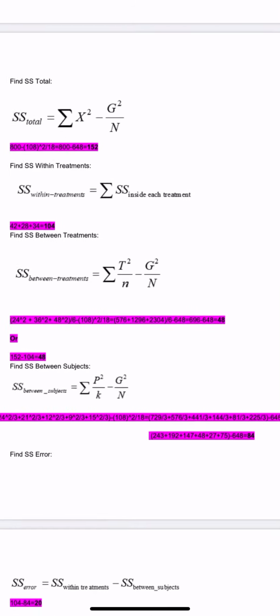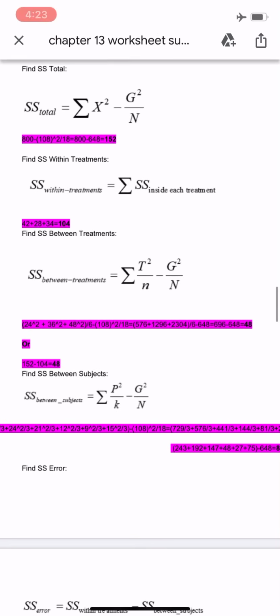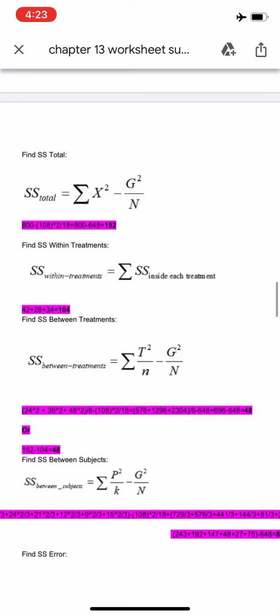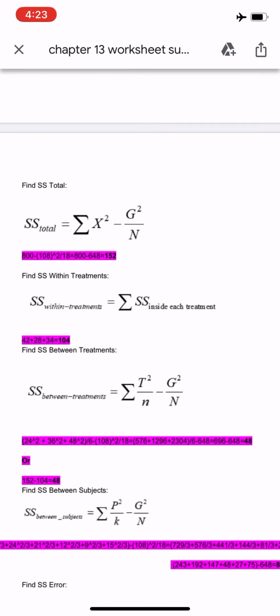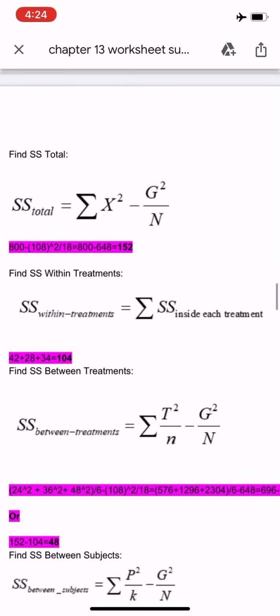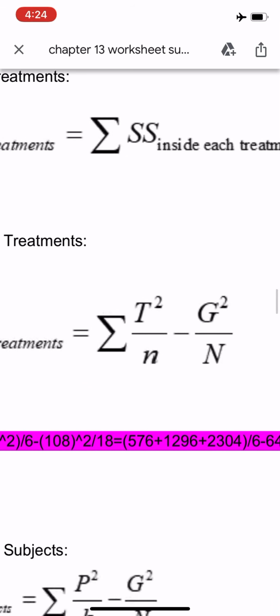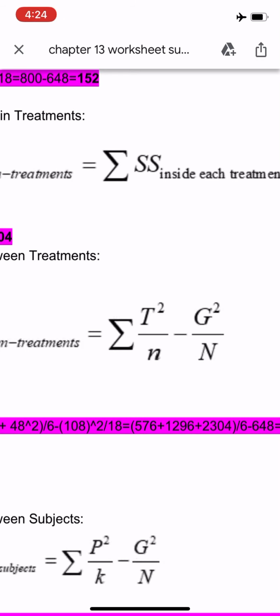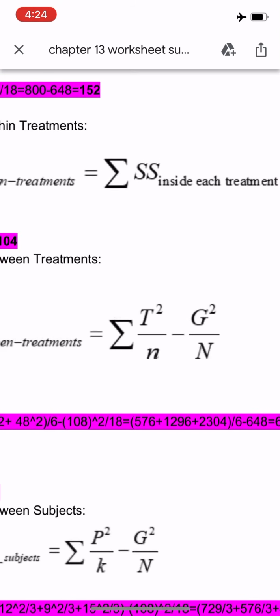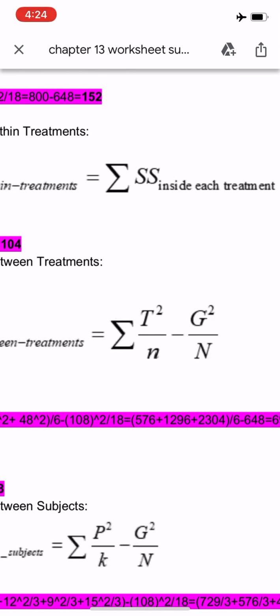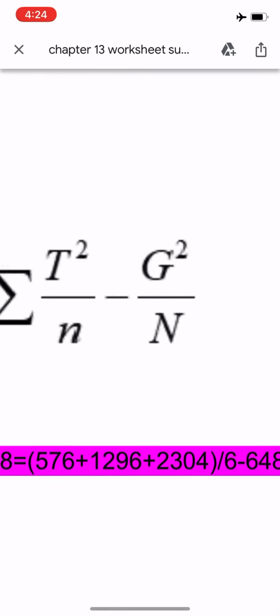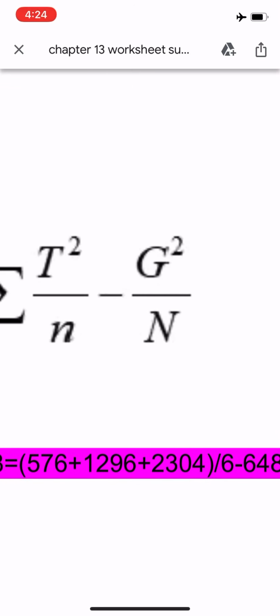treatments, okay? So remember, you can always do SS total minus SS within to get SS between treatments. But you can also solve for SS between treatments, right, to check. That's simply the sum of t squared divided by little n. Remember, little n represents the number of participants in each group. Big N is the number of participants in the entire study.